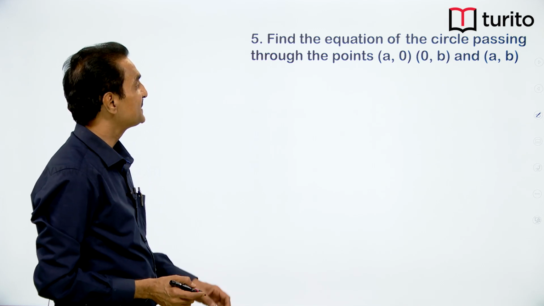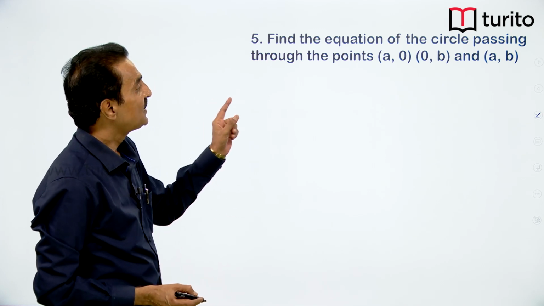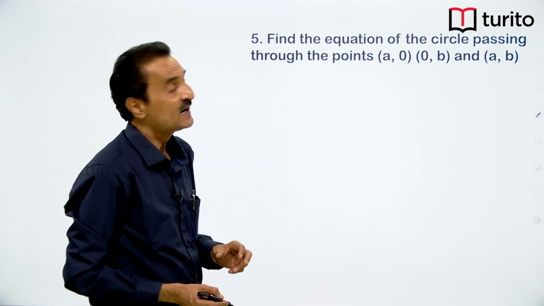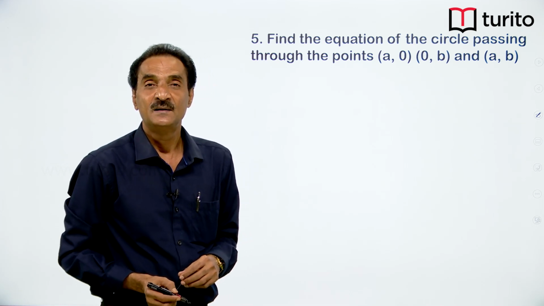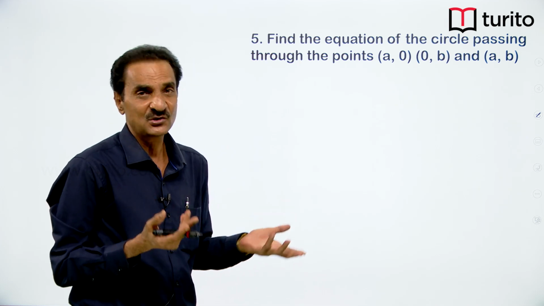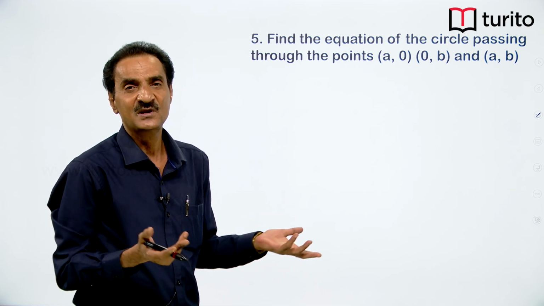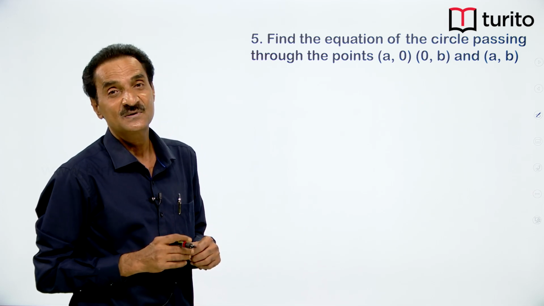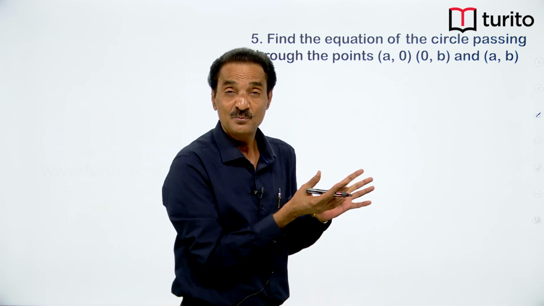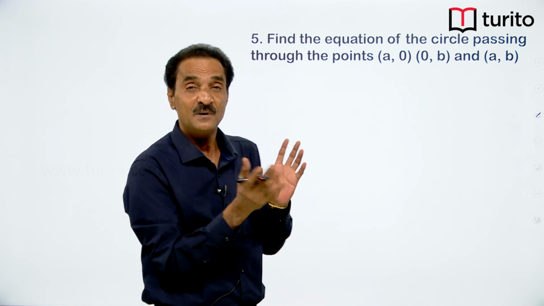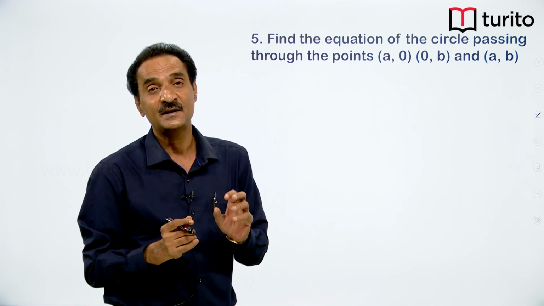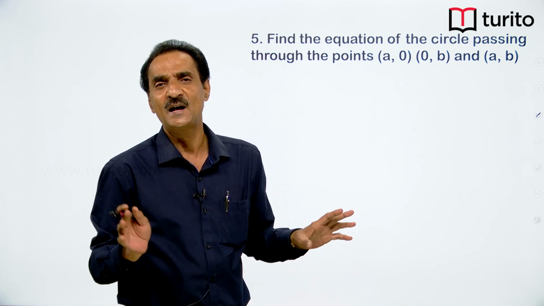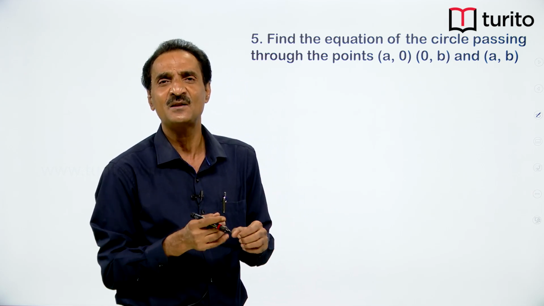Find the equation of the circle passing through the points a comma 0, 0 comma b and a comma b. It looks similar to the first question we solved. 3 points are given, we have to find the equation of the circle. But sometimes those 3 points may form either an equilateral triangle or a right angle triangle. In that case, no need to calculate the equation of the circle in the normal method.